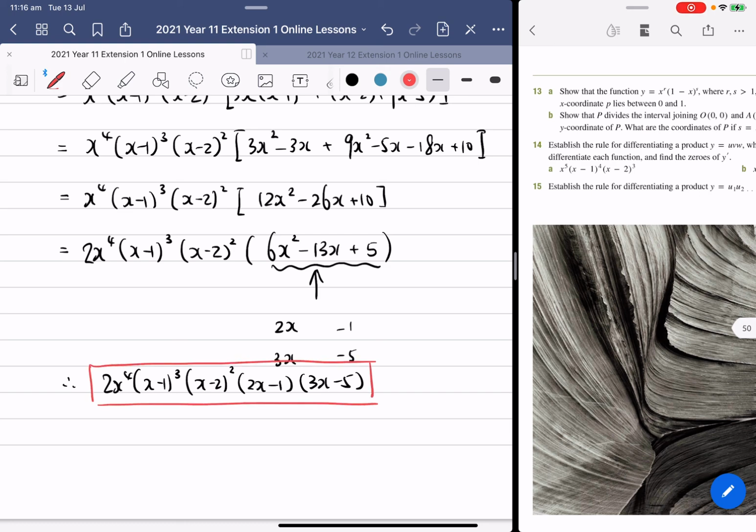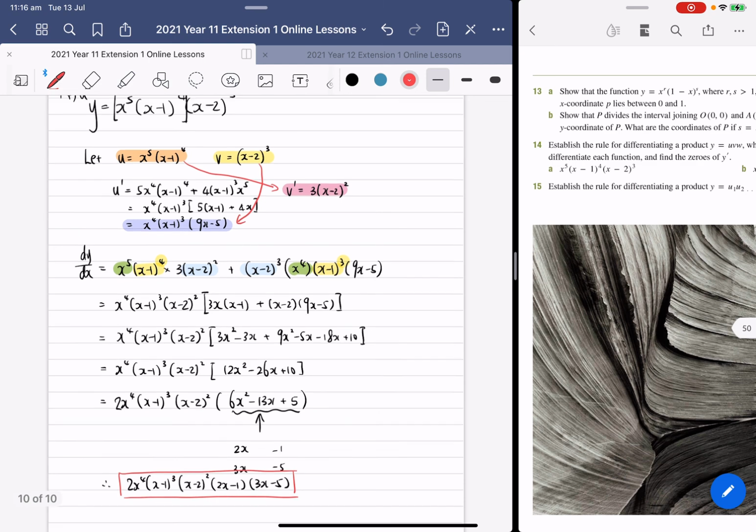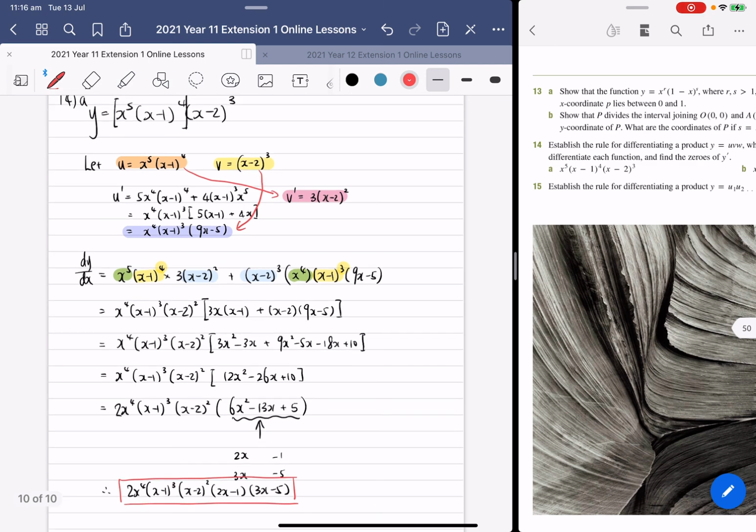I hope I did everything correctly. Please let me know if it's not right, but that is how you're supposed to do the product rule when you have 3 factors that multiply together. If you have 4, the same method applies. You group 2 at a time and perform the product rule several times until you get a final answer.